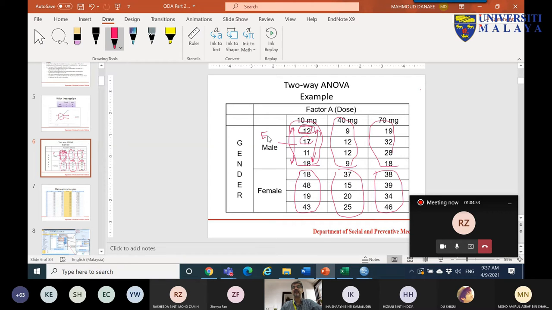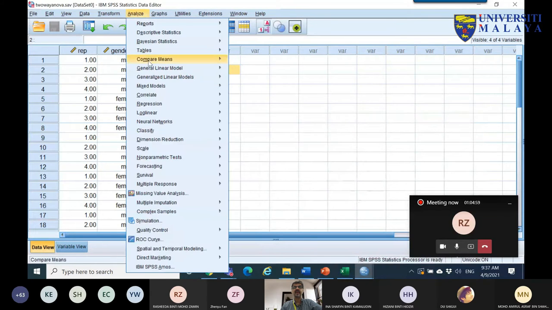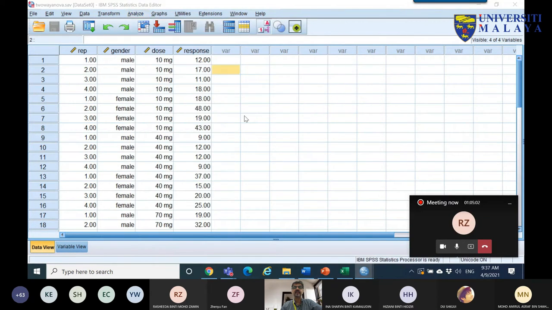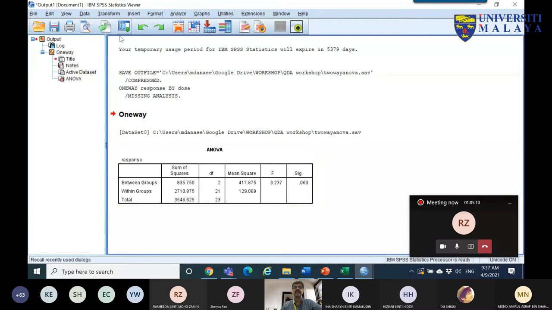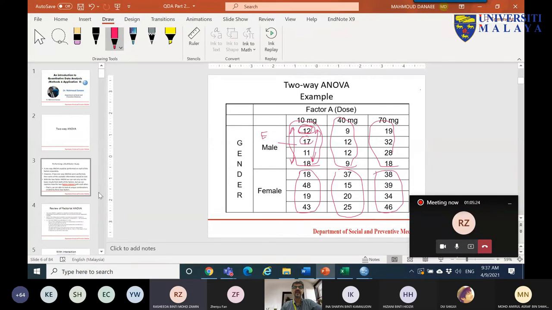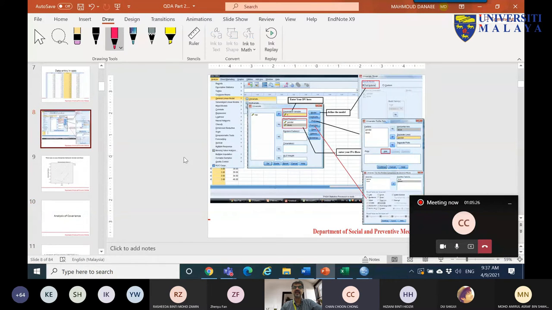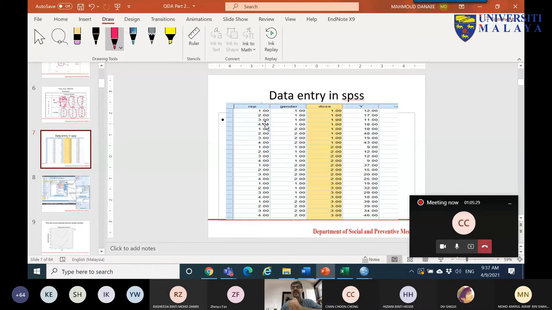What do you call it? If you remember when we run the one-way ANOVA, for example, if I just put dose and response, look at here, this is one-way ANOVA for dose, right? So can you see here, within group variance, the within groups variance can be calculated if you have replication. By single observation, you cannot calculate the variance. That's why in all experimental study, single observation is not possible to check the variance.